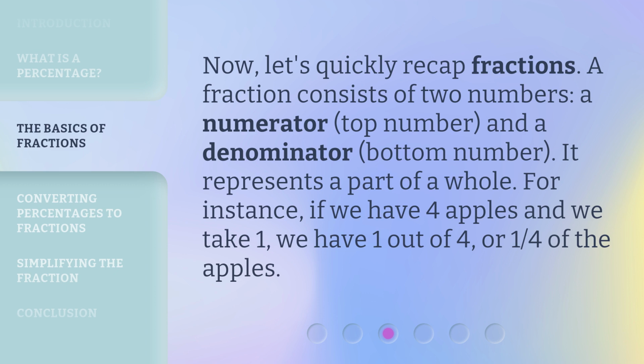Now, let's quickly recap fractions. A fraction consists of two numbers, a numerator, the top number, and a denominator, the bottom number. It represents a part of a whole. For instance, if we have 4 apples and we take 1, we have 1 out of 4, or 1/4 of the apples.